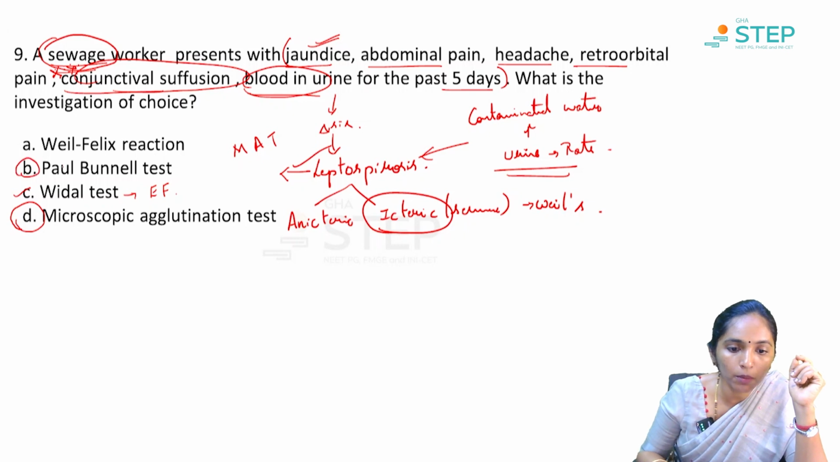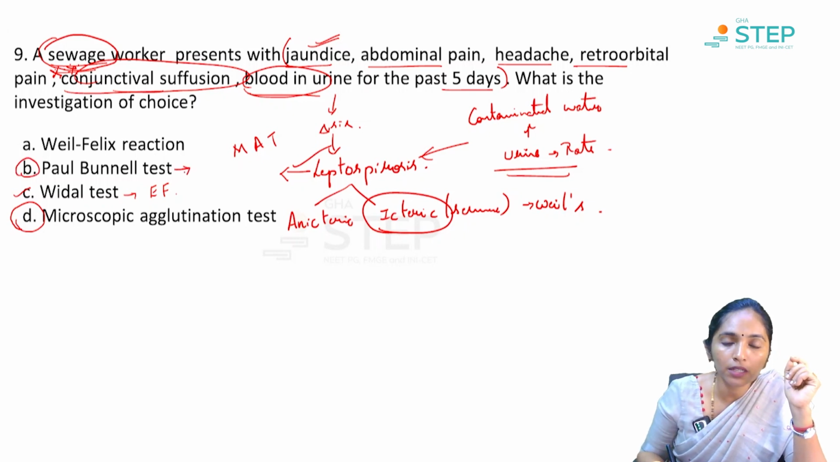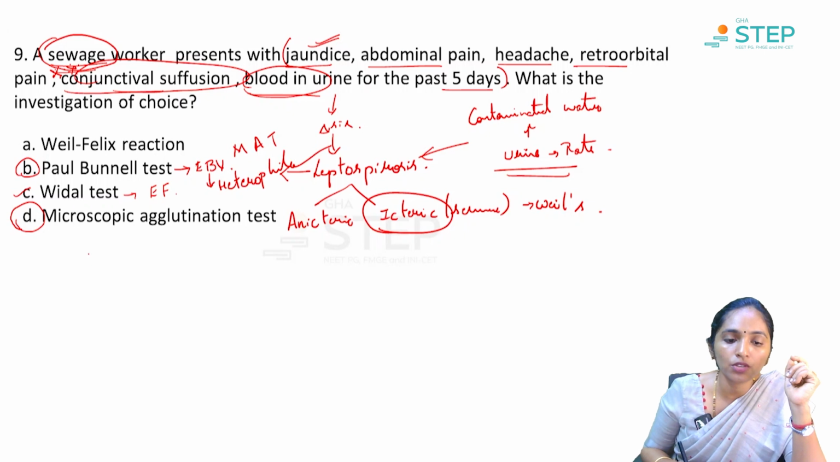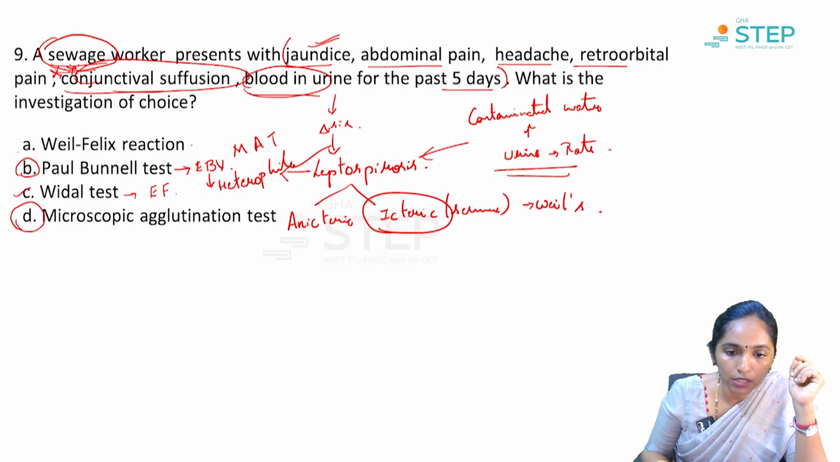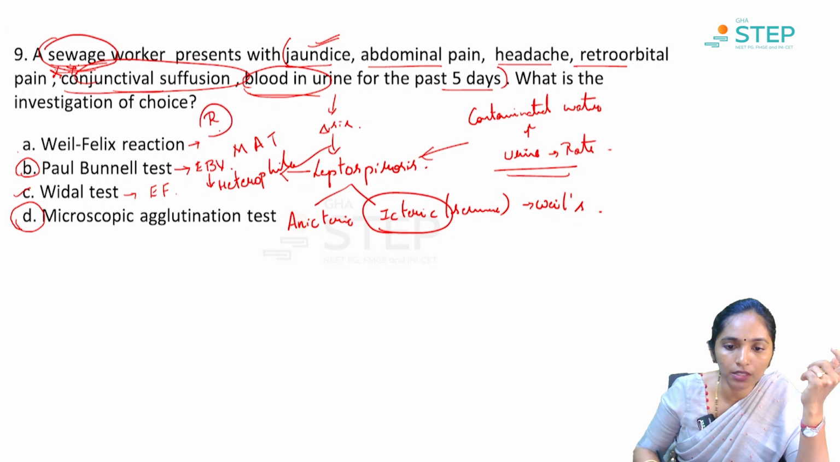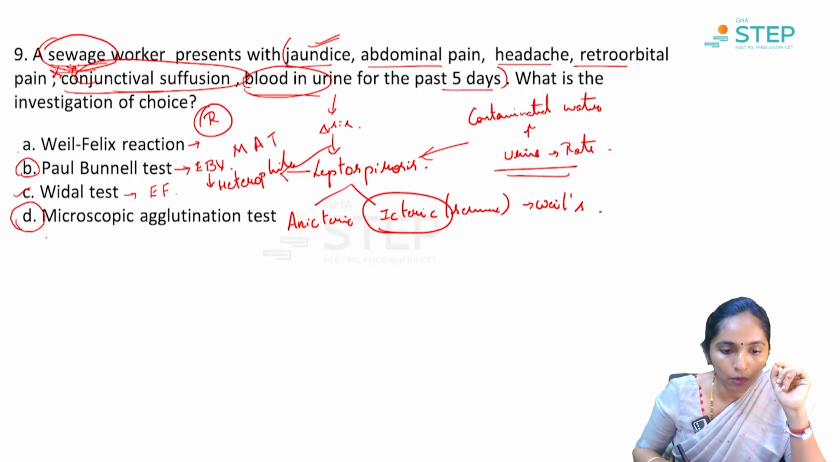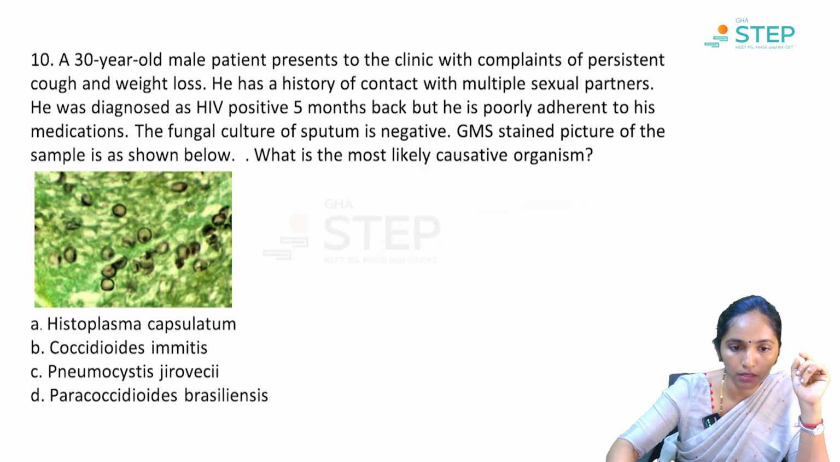Where do we do this Paul Bunnell test? So we do this Paul Bunnell test in EBV infection. And what type of test is it? It is a heterophile agglutination test. Another heterophile agglutination test is the Weil-Felix test. Where do we use it? We do it in rickettsial infection. So in rickettsial infection, we do Weil-Felix, Paul Bunnell in EBV infection, and Vidal in enteric fever. And what is our answer? So the correct answer is the microscopic agglutination test.